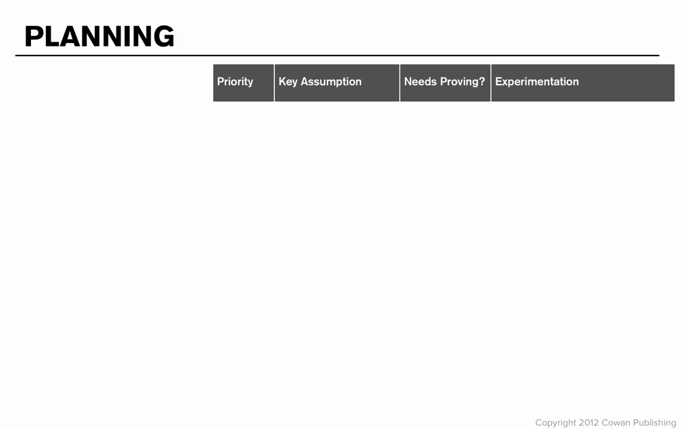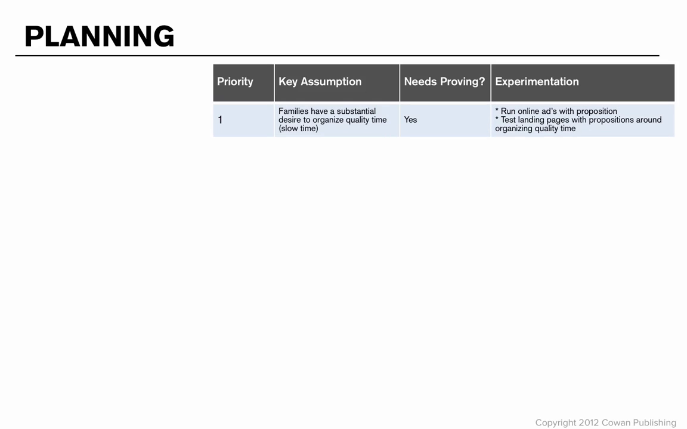Now we're on to planning. How are Jen and Jay actually going to pull this off? First, they list all their assumptions. First one, families have a substantial desire to organize quality time, or slow time as they're calling it. This needs to be proven.